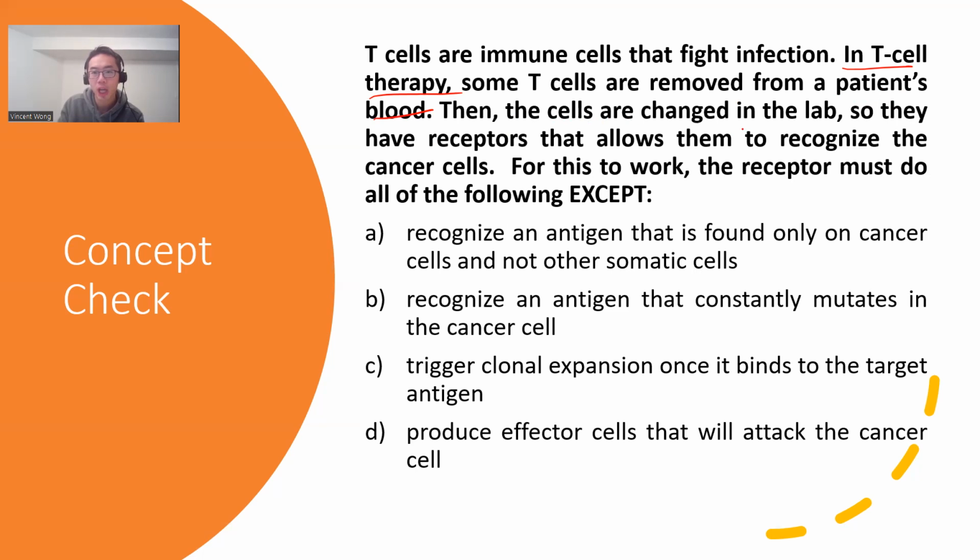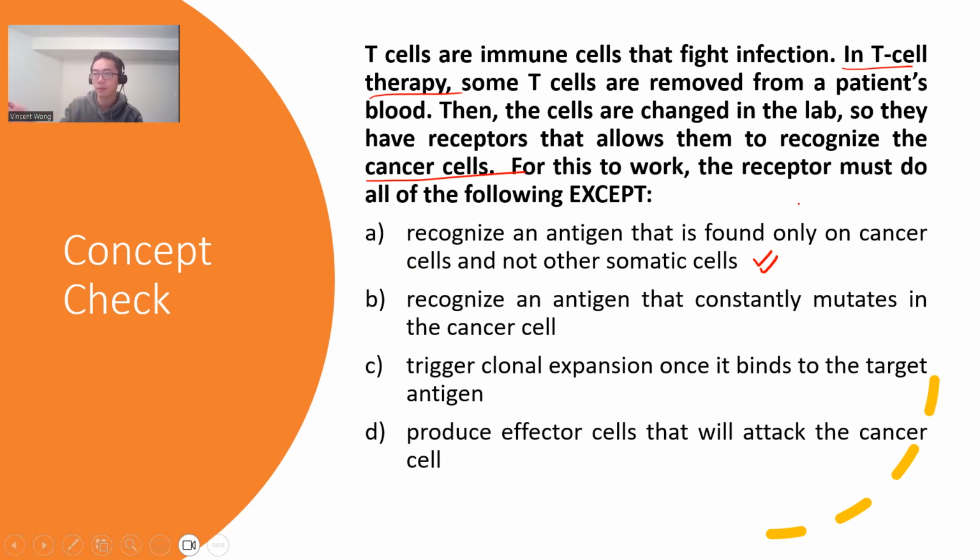Then the cells are changed in the lab so they have receptors that allow them to recognize the cancer cells. This is a big thing that they're doing right now, and there are a handful of successful cases. This is the future of tailored cancer therapy. So for this to work, the receptor must do all the following except: recognize an antigen that is found only on cancer cells and not other somatic cells. So that needs to happen.